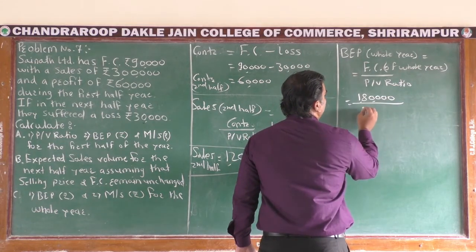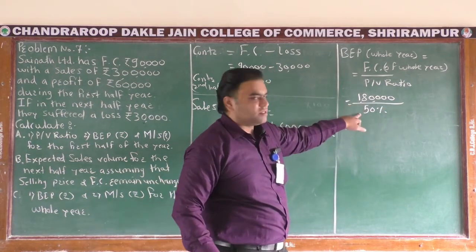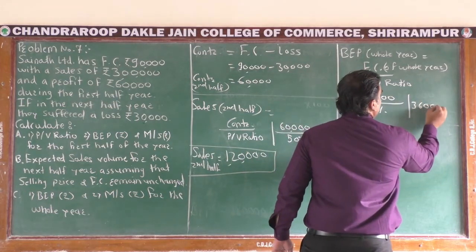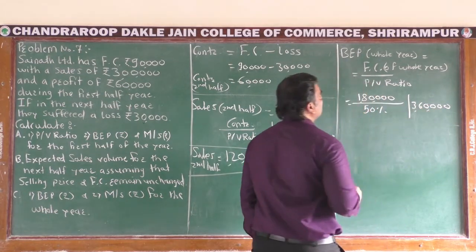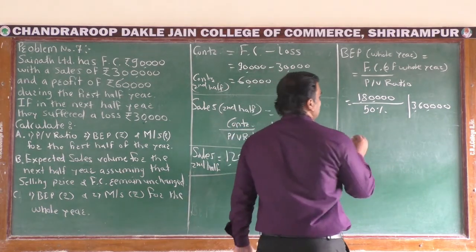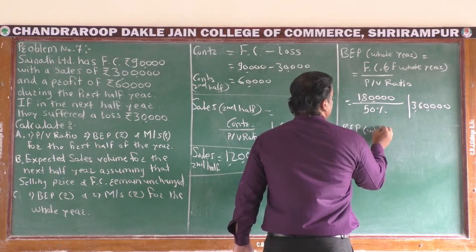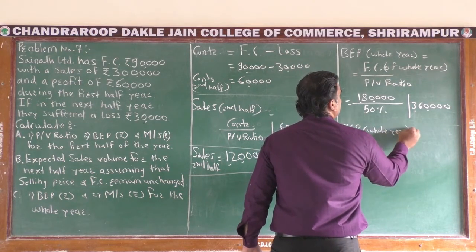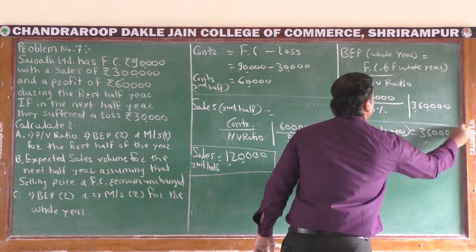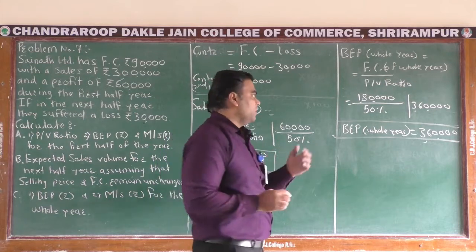So fixed cost upon PV ratio, which is 50%. So 1,80,000 is 50% of 3,60,000. So 3,60,000 will be the amount of BEP. BEP for the whole year will be 3,60,000 rupees. Now we are asked to calculate margin of safety for the whole year.